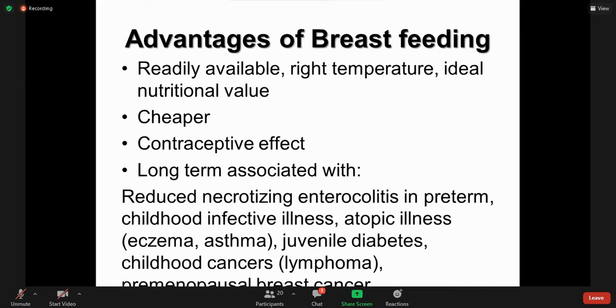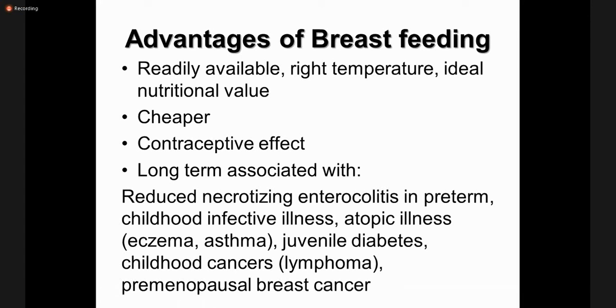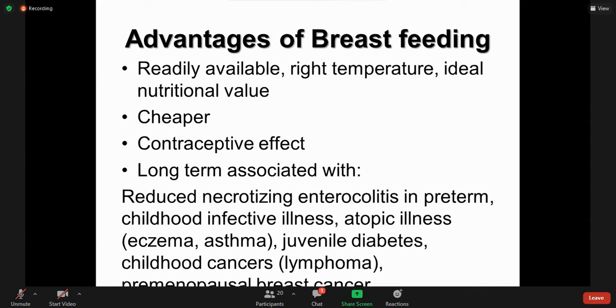How does it have a contraceptive effect? What does prolactin cause? Milk production. This prolactin also causes suppression of the gonadotropins, which in turn causes suppression of ovulation. So this has a contraceptive effect as well. What are the long-term associations? The babies who are well breastfed have fewer morbidities, and there is reduced necrotizing enterocolitis if the baby is preterm and on mother's feed.